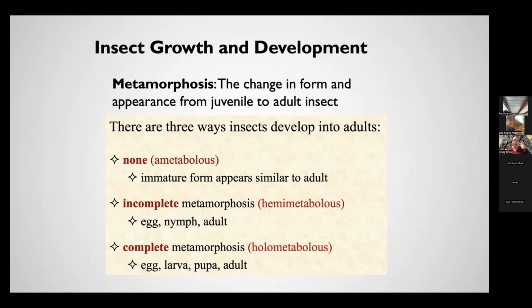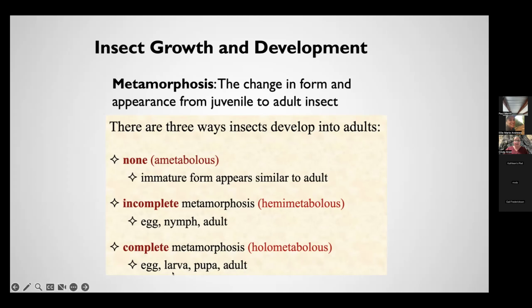Pupa is a resting stage. This is a stage in which usually they cannot move, or they cannot move very much. They don't have legs. They're enveloped in some form, and then they will emerge as an adult with wings.